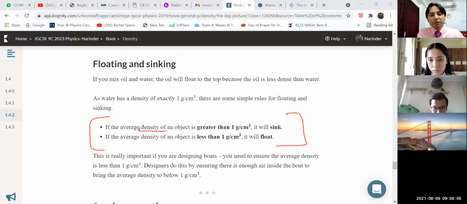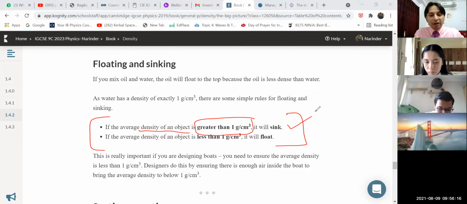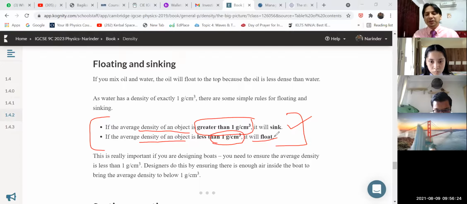If the average density of an object is greater than 1 gram per centimeter cube, then the object will sink in water. Remember, we are comparing the density with water. And if the average density of an object is less than 1 gram per centimeter cube, it will float. These are the two necessary conditions up to a certain extent.